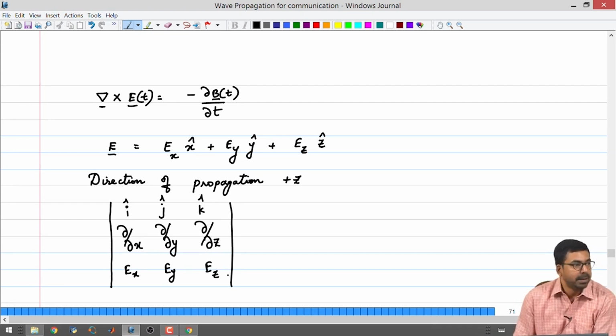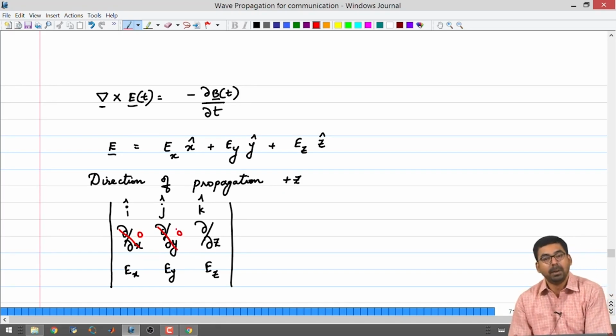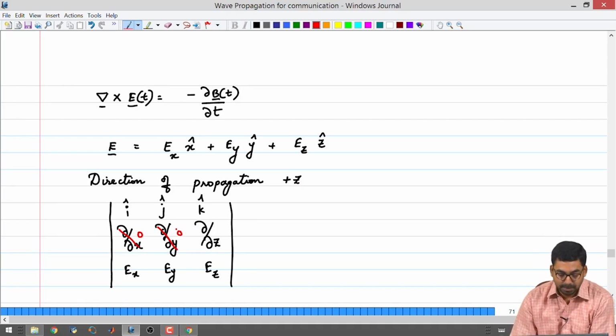If you take a derivative, it will become equal to 0 in the x and y directions. So, the first and foremost thing that we can do, assuming that the direction of propagation is z, is to cross these terms out and make them equal to 0. Okay. This is the first step.